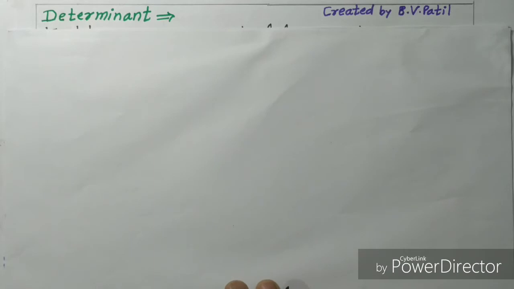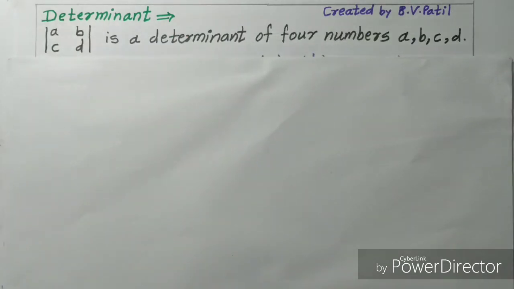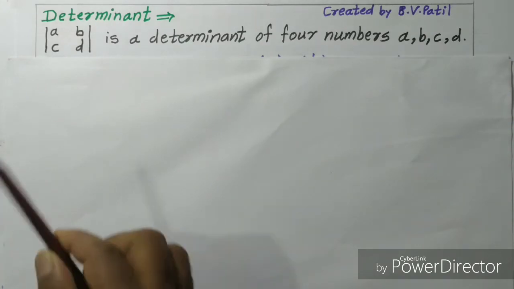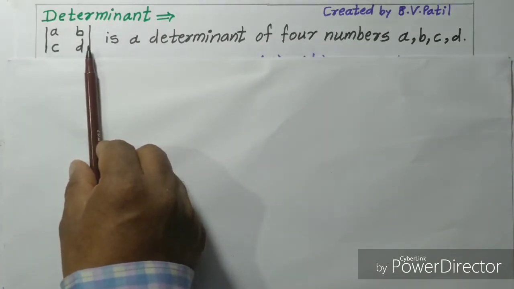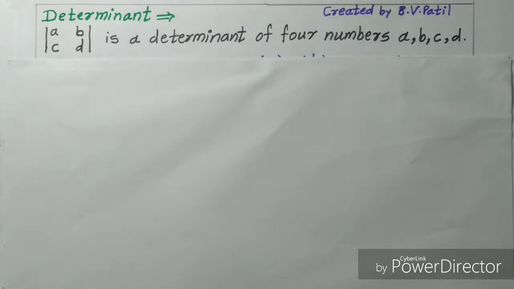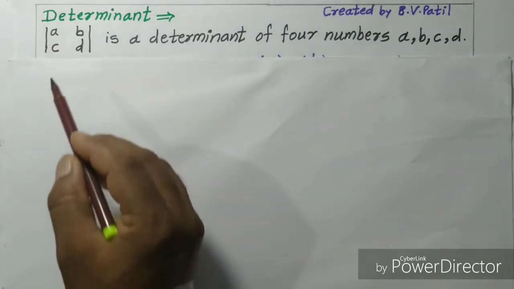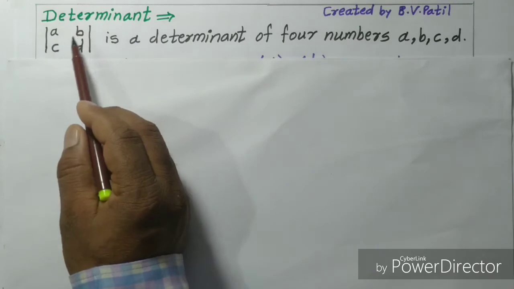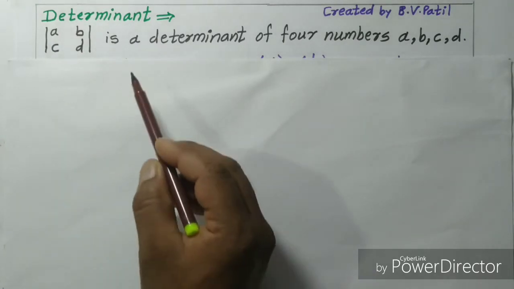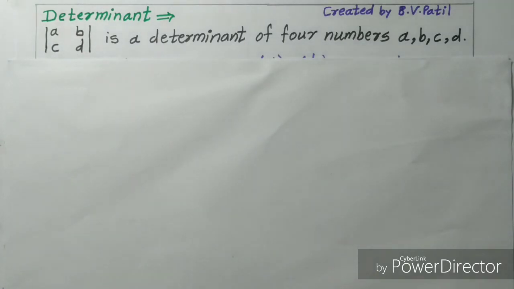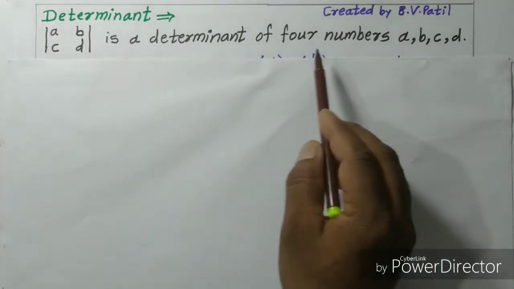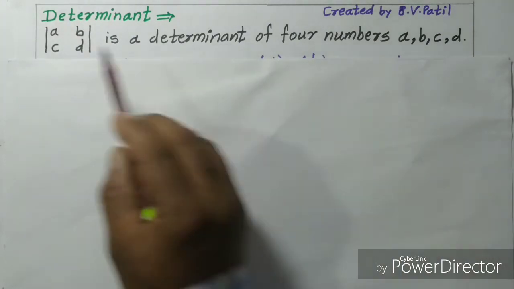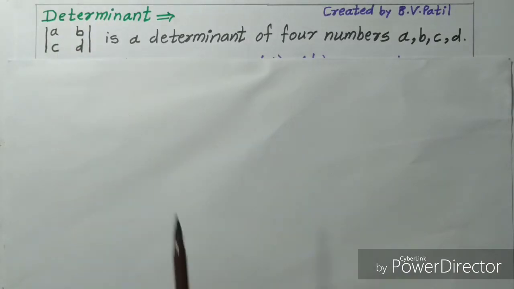Today we discuss determinants. The vertical lines indicate the determinant sign. In a determinant, A, B, C, D are the numbers. This is a determinant of four numbers. Those numbers are A, B, C, and D.